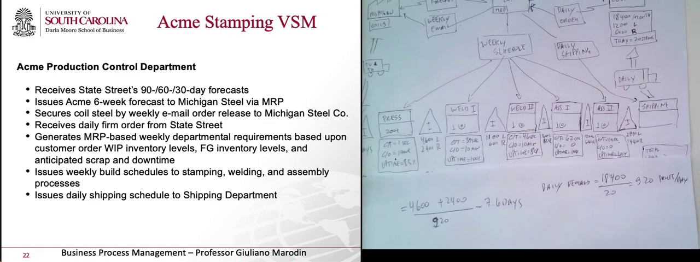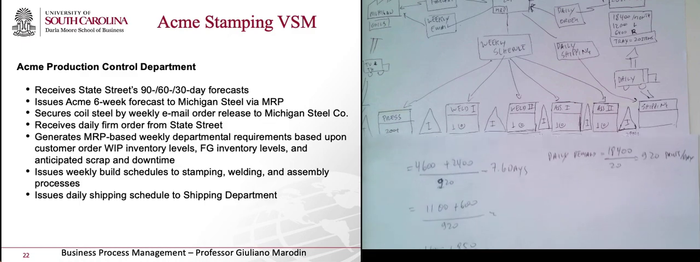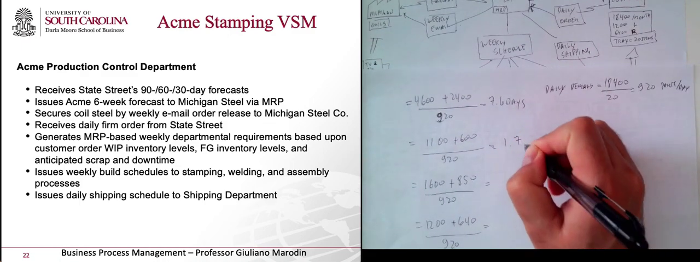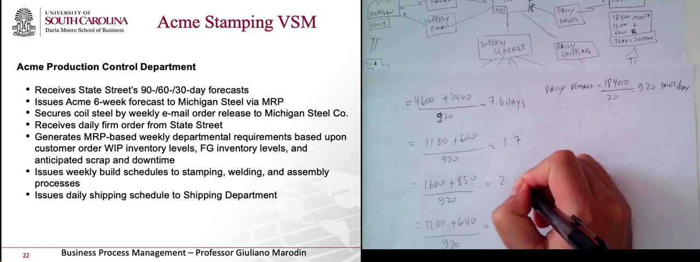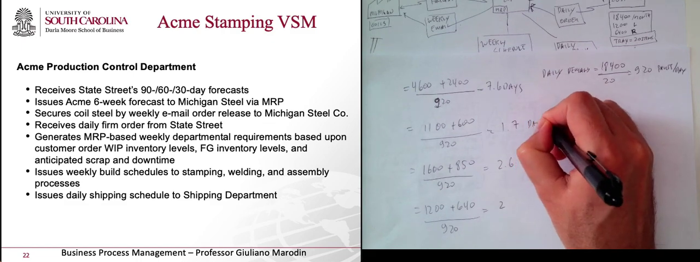We have to do the same thing for all the others, right? So here it's going to be 1,100 plus 600 divided by 920, then 1,600 plus 850 divided by 920, and finally 1,200 plus 640 divided by 920. And that is 1.7, 2.2, 2.6, okay, days. All days, right?